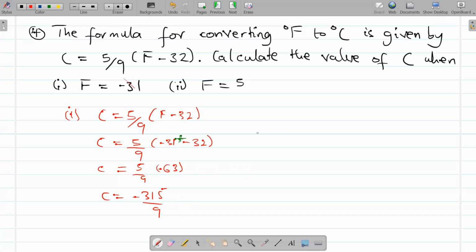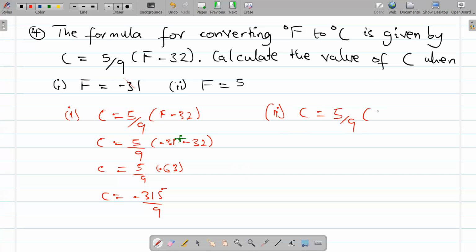I did a kind of long process. So you expanded it. You multiplied 5 by minus 31. Then you also multiplied 5 by minus 32. Then you added the 2 negatives. So you are not wrong. So F is equal to 5, C is equal to 5 out of 9.